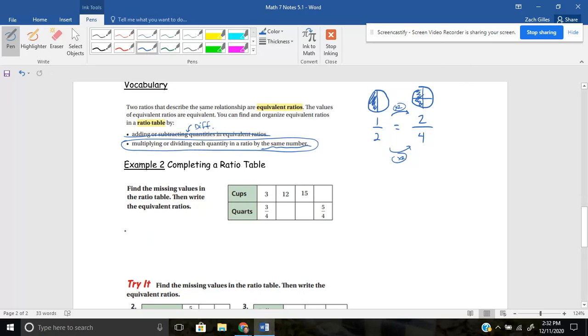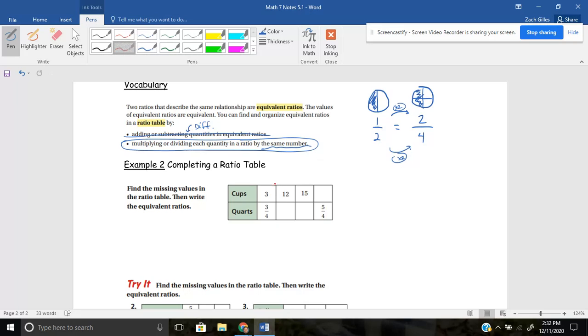That's what we're going to do in the next couple examples. It says find the missing values in the ratio table and then write the equivalent ratios. So I'm comparing cups and quarts here. For every 3 cups, I have 3/4 quarts. Okay? So how can we find these equivalent ratios? I'm going to use multiplying and dividing each quantity by the same number.